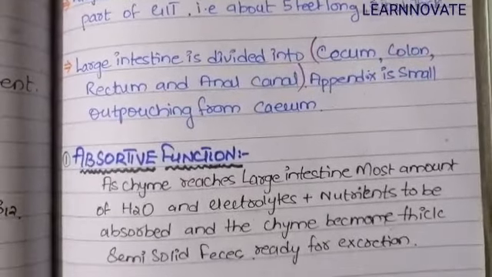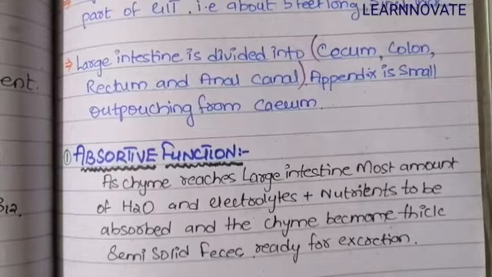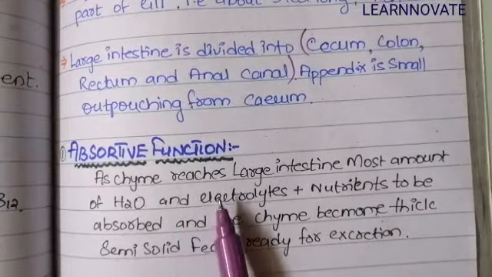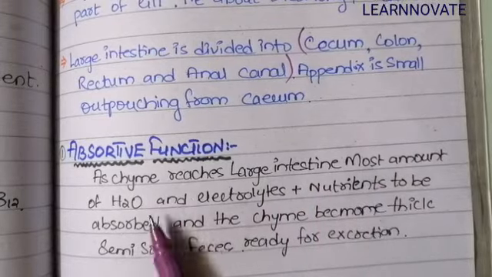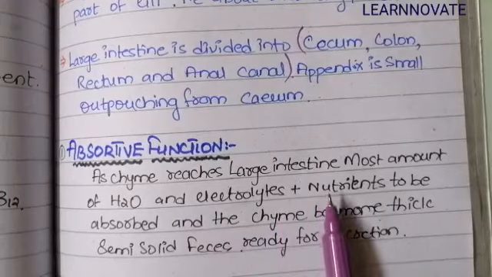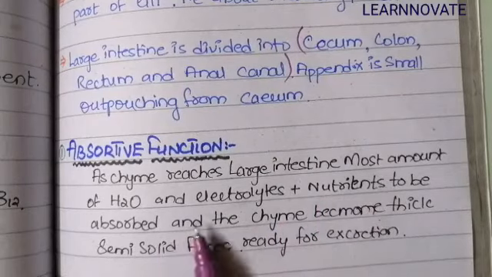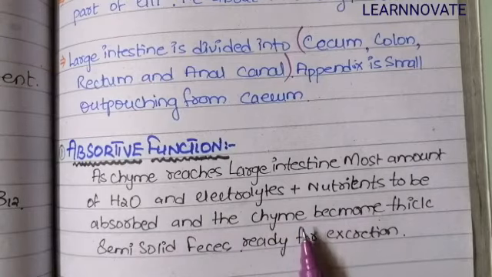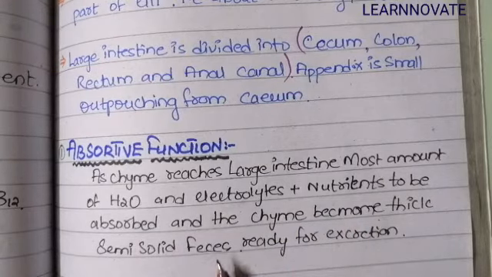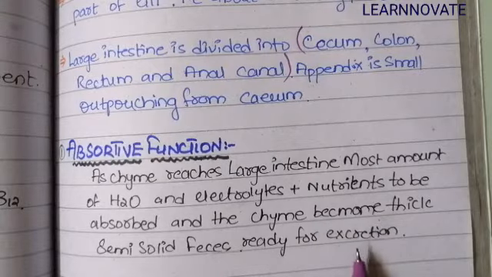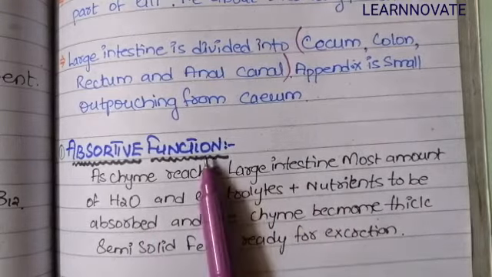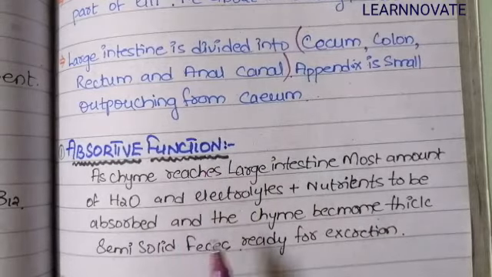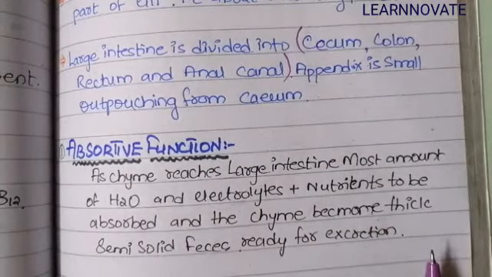The first major function is the absorptive function. As the chyme, the semi-solid fluid, moves from the small intestine into the large intestine, most of the water and electrolytes plus the nutrients are absorbed, and the chyme, which is liquid-like, becomes semi-solid or solid. It becomes a solid, feces-like structure and is ready for excretion. So a large amount of water, electrolytes and nutrients is absorbed in the large intestine. This is an important absorptive function performed by the large intestine.